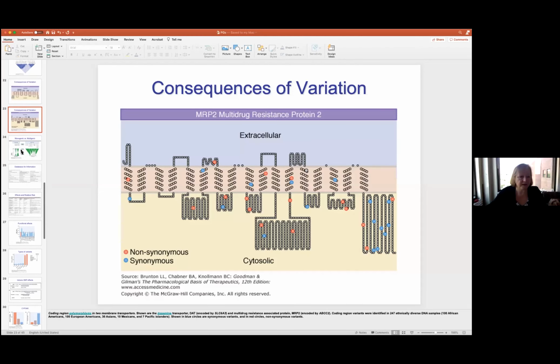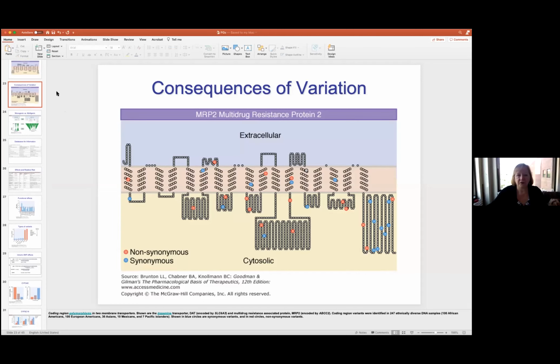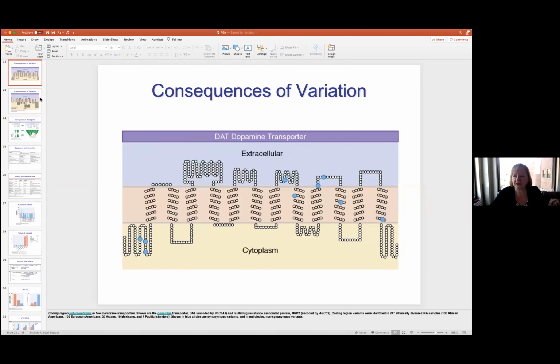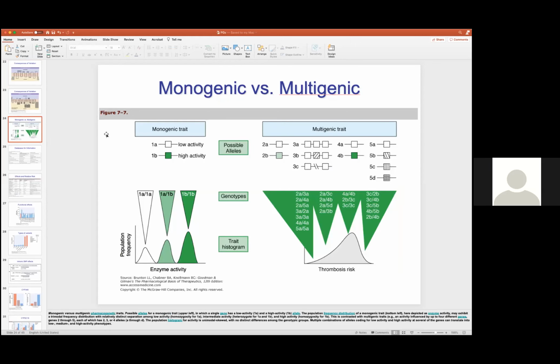I'll go ahead and share screen again so that you see where we'll pick up where we left off. Okay. So we finished talking about the consequences of variation, and we had two examples and two different types of transporters that we went over. But now, one of the things that is the case most of the time is that it's not a simple one-to-one relationship where a polymorphism in one gene ends up giving you a clean result, okay? Because as we all know, biology is a whole lot more complex than that.